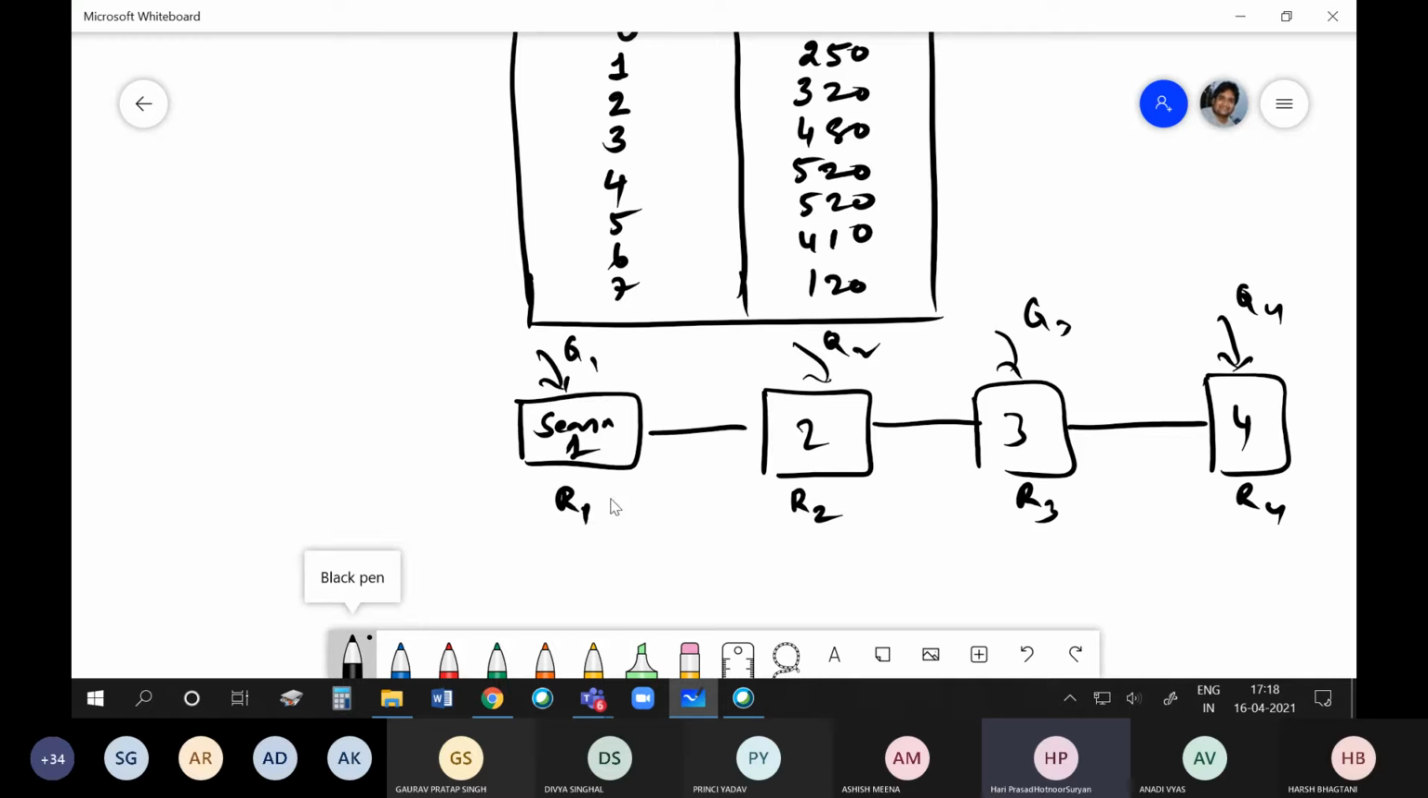Because of this release, I have a benefit of, let us say, B1 of R1. By releasing R1, I am getting a benefit of B1. Similarly, by releasing R2, I am getting a benefit of B2 of R2, B3 of R3, B4 of R4.